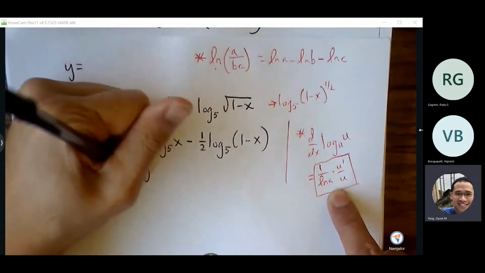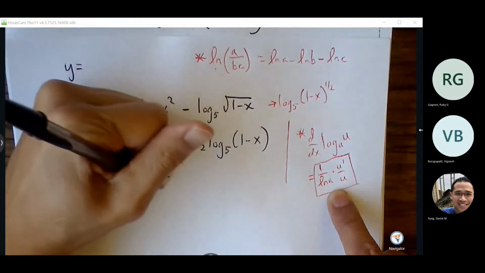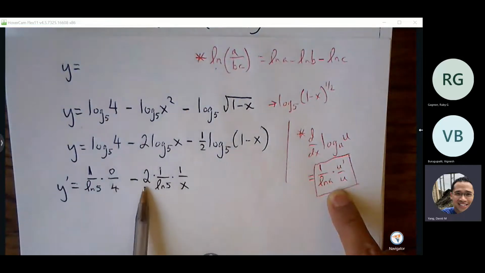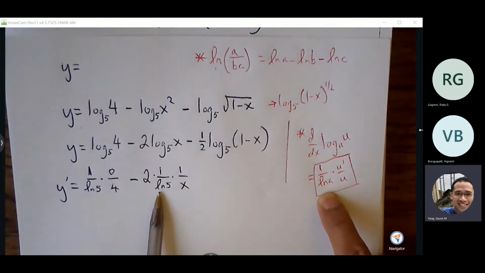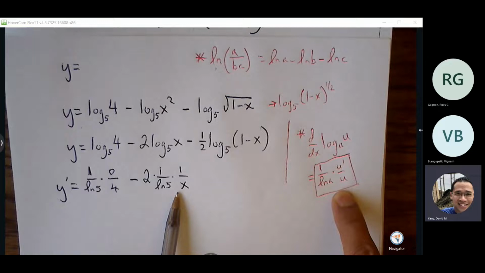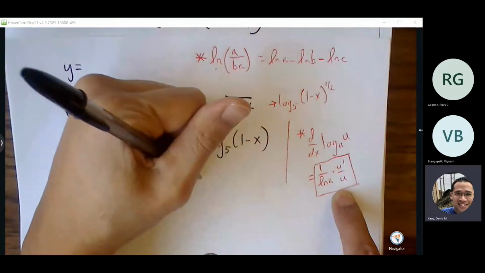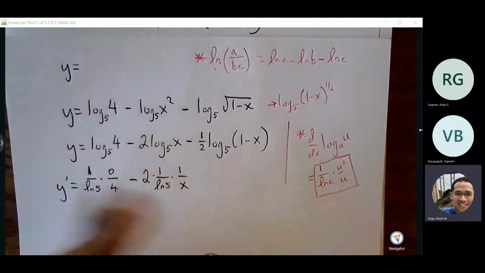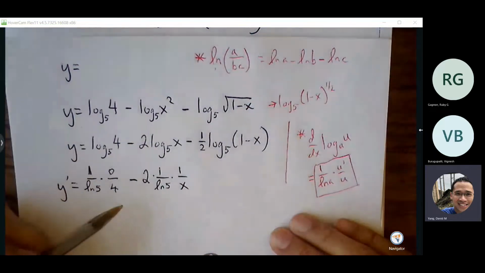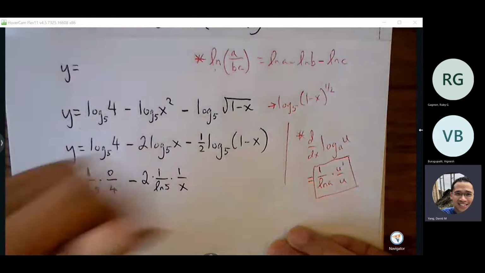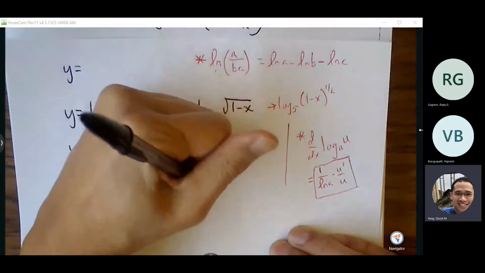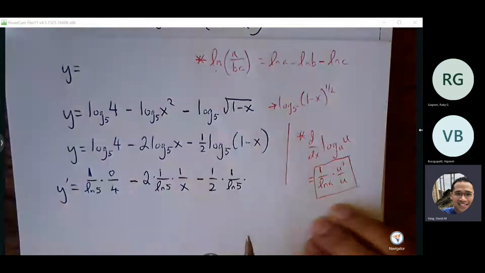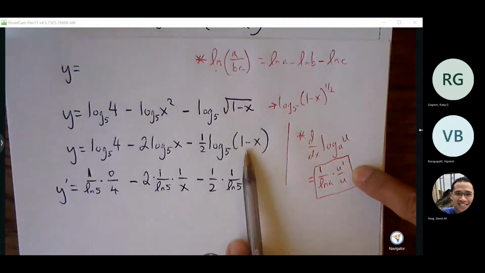Minus 2 over 5, times 1 over x. Yep. Coefficient stays. 1 over ln of 5, u prime over u. Are you supposed to put the coefficient in front of it? It's up to you. I'm eventually going to push it together and make it, like you said, 2 over ln 5. Right now I'm just keeping everything separate. Minus 1/2 times 1 over ln of 5. What's next? Negative 1 minus x.